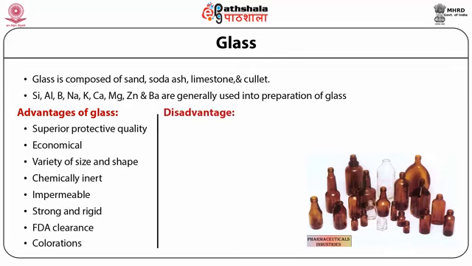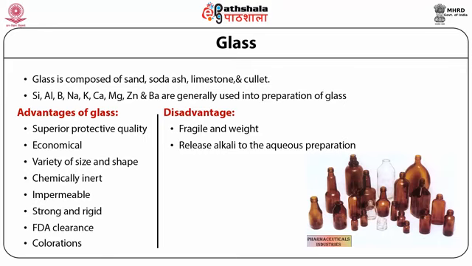Disadvantages of glass as a packaging material. One of the most important disadvantages is that it is fragile and it has weight. Another disadvantage is that it releases alkali to aqueous preparations, and some preparations may degrade due to changes in the pH, and it sometimes may crack during transportation, so the preparation can leak out from the glass.